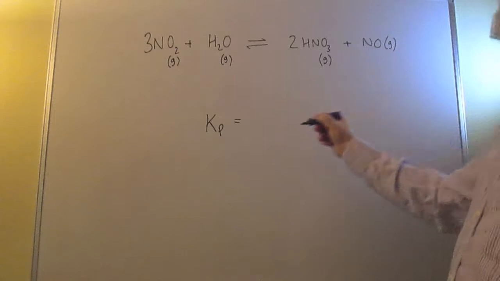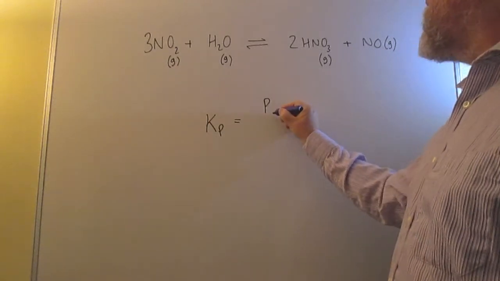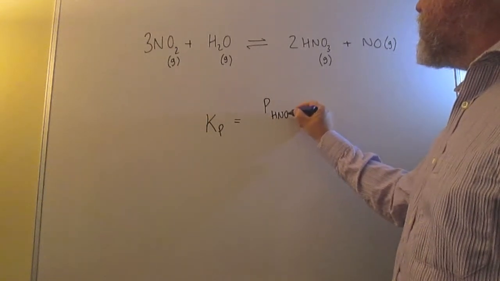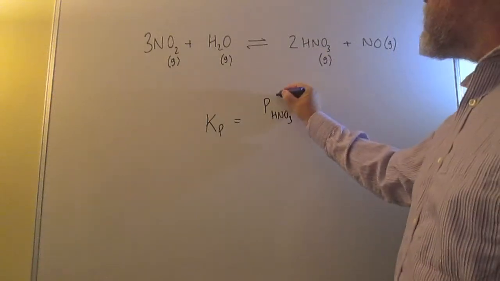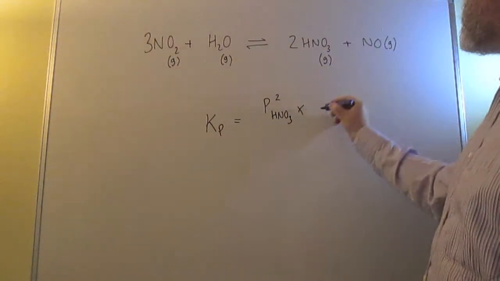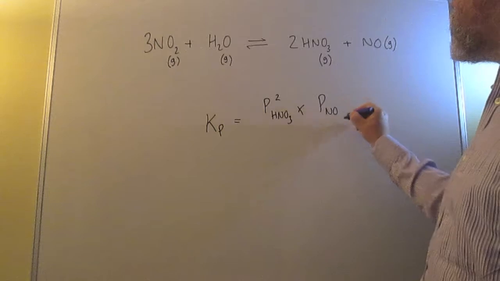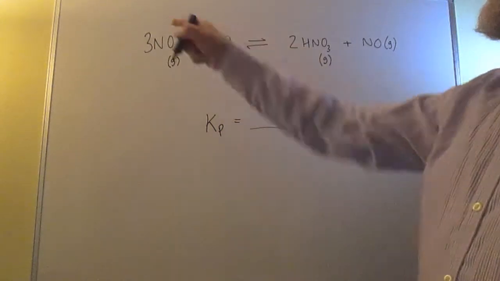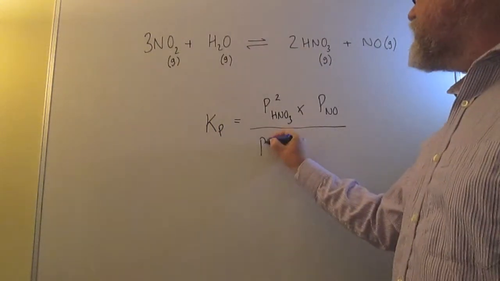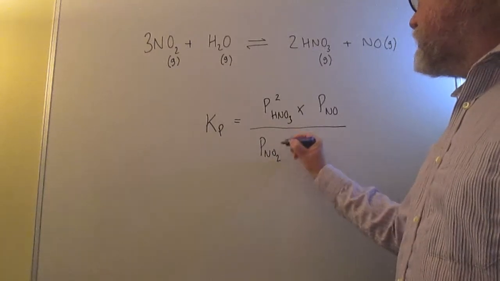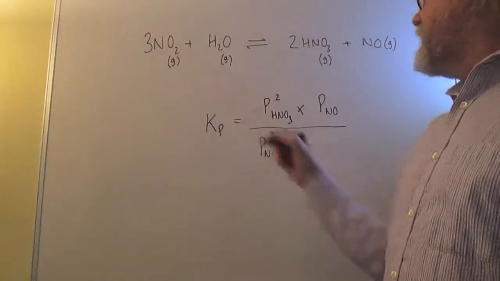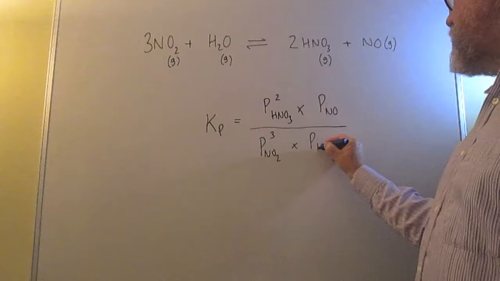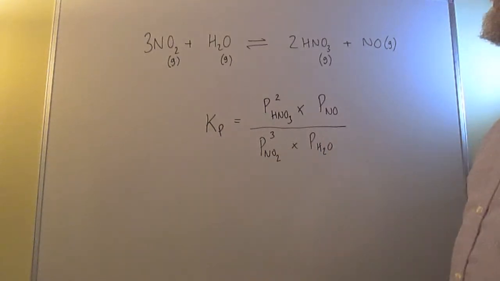and then the stuff on the right, so we've got the partial pressure of HNO3, and that's squared because there's two of them, times the partial pressure of NO, and then everything on the left goes on the bottom, so the partial pressure of NO2, and that will be cubed because there are three of them, times the partial pressure of the steam. And that's the first one.